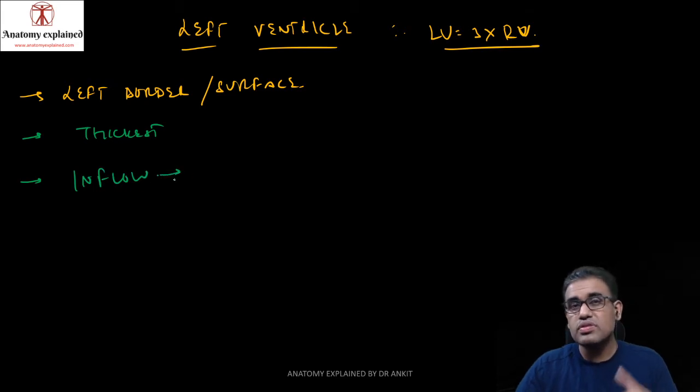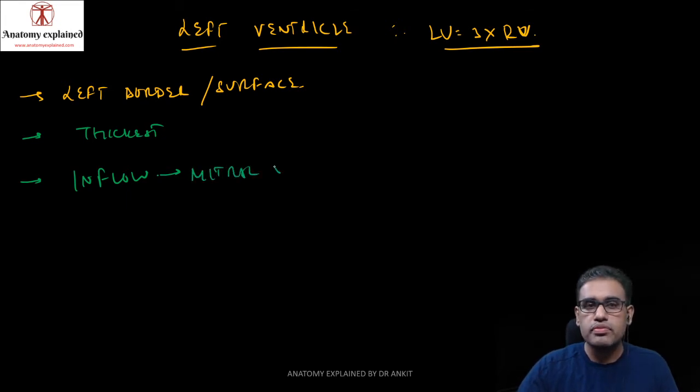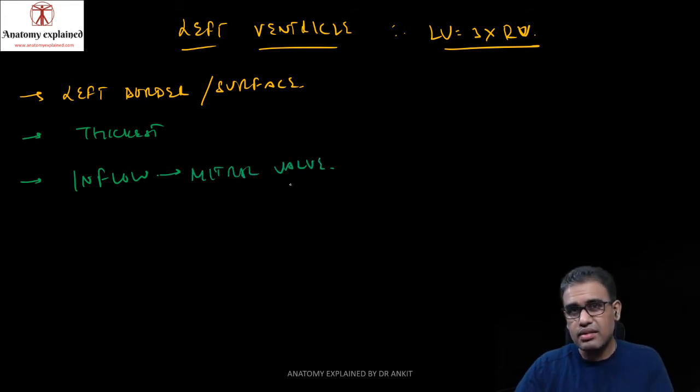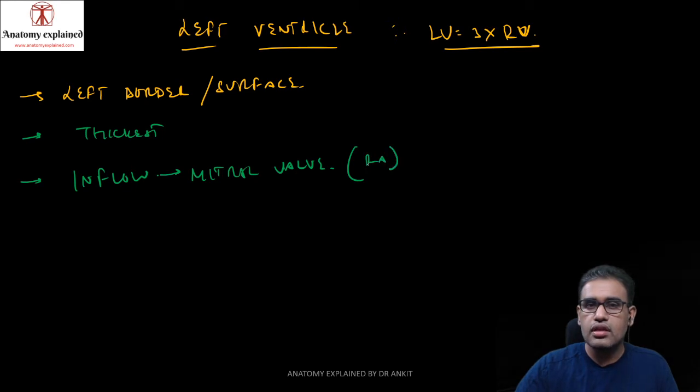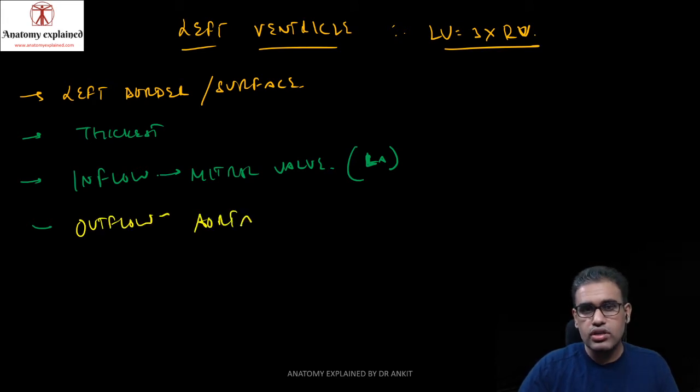That was the one which we just discussed, coming from the LA, the inflow channel to the mitral valve. So this whole left side of the heart is carrying oxygenated blood from the lungs, oxygenated from the LA, oxygenated into the LV. So inflow is through the mitral valve from the left atrium, and its outflow is going to be where? Its outflow is your aorta.